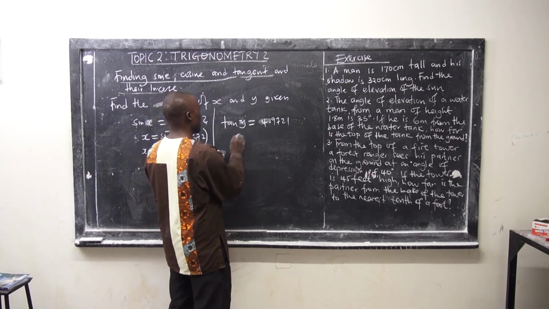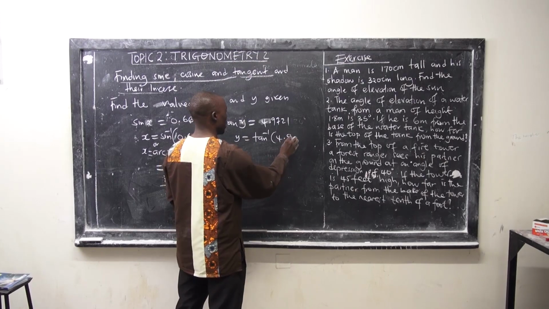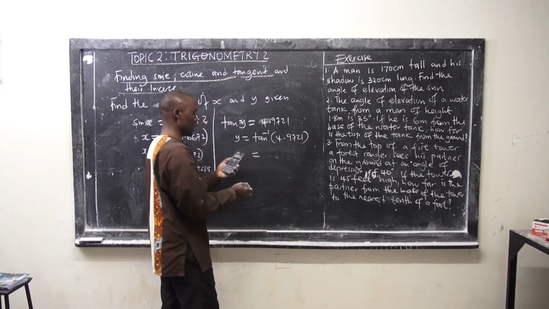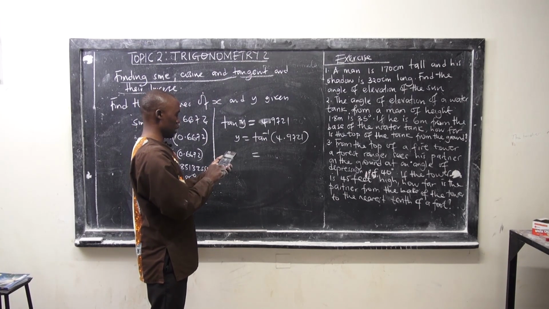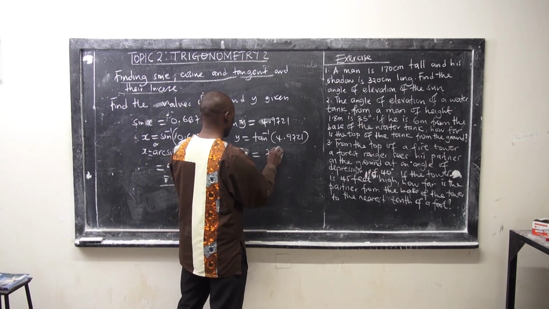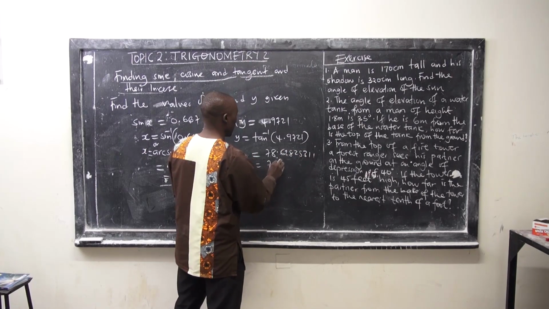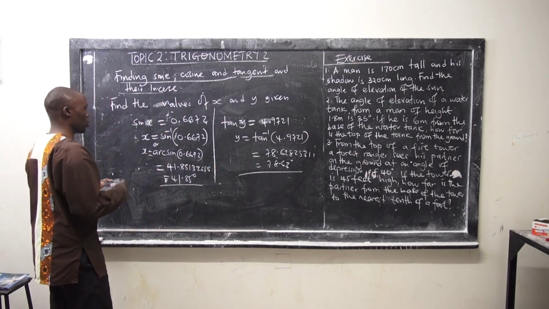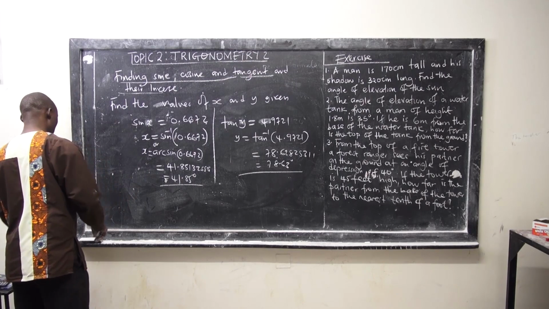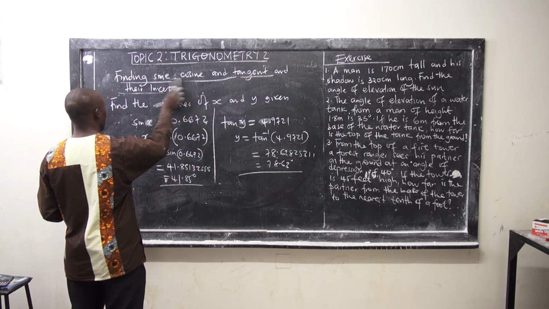If we are punching in here, we shall take tan inverse of this, which is actually 4.9721, giving us shift tan of 4.9721, which gives us 78.62825311, so 78.63 degrees. So that's how we find their inverses, or we call them the inverse functions: the arcsine, arccos, and arctangent.